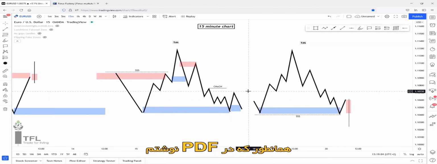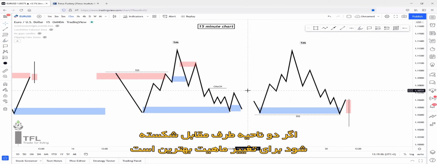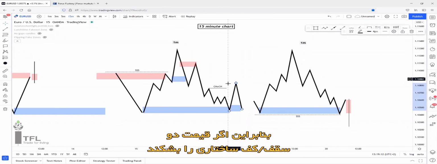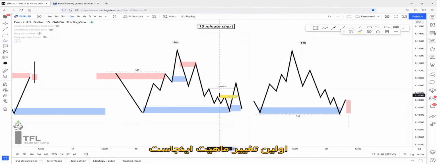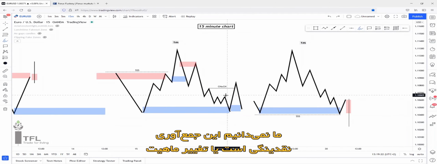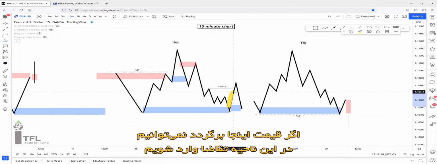And as I wrote it down in the PDF, if a double opposite zone is being broken, then it will be the best change of character for us. So if price breaks above 2 structural highs/lows, that will be a clear and perfect change of character. First change of character right here. We don't know if it was just a liquidity sweep or a change of character. If it reverses here, we won't be able to enter on this demand zone.